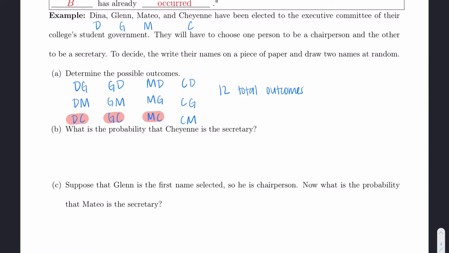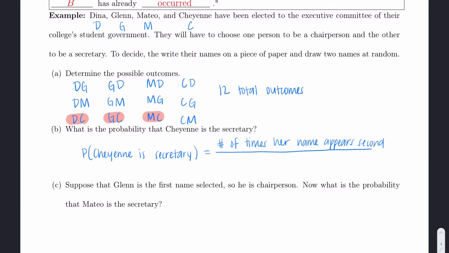The way you can think about this, and I'll write it in probability notation: the probability that Cheyenne is secretary equals the number of times her name appears second, divided by the total number of outcomes. When I do this, I get 3 out of 12, which is 0.25.